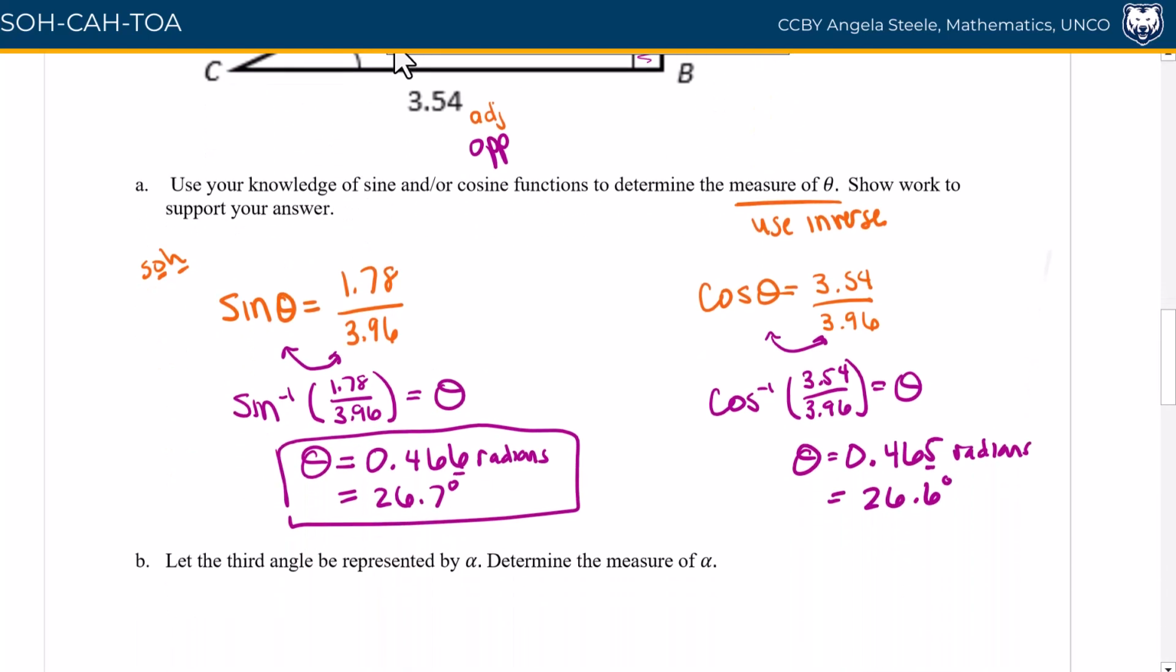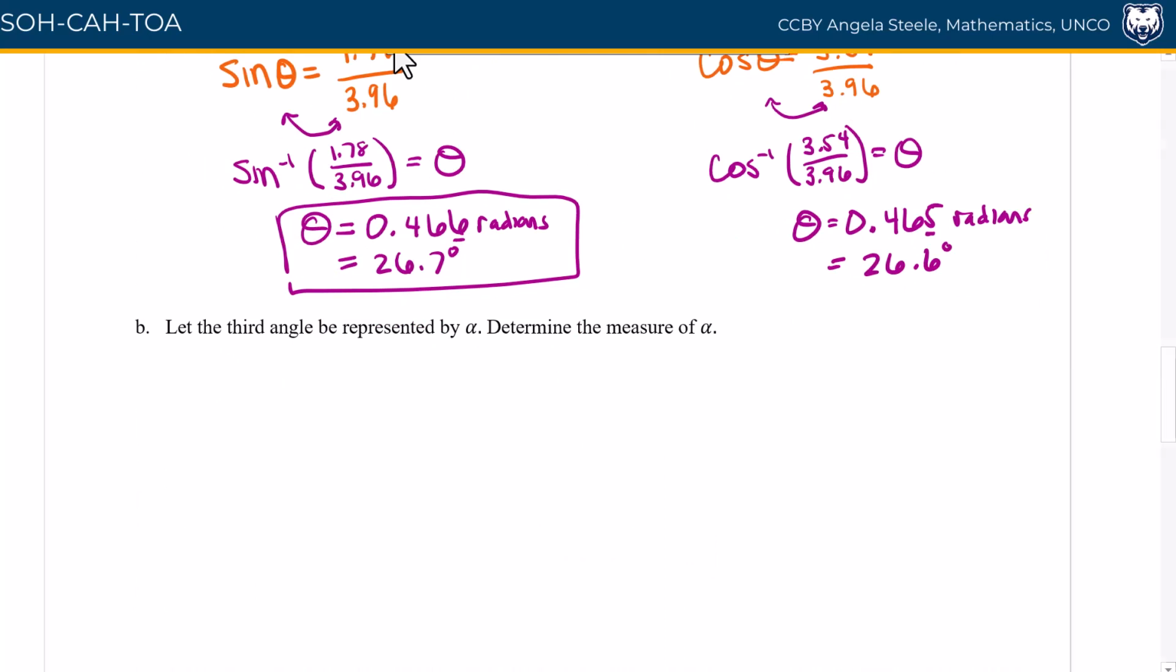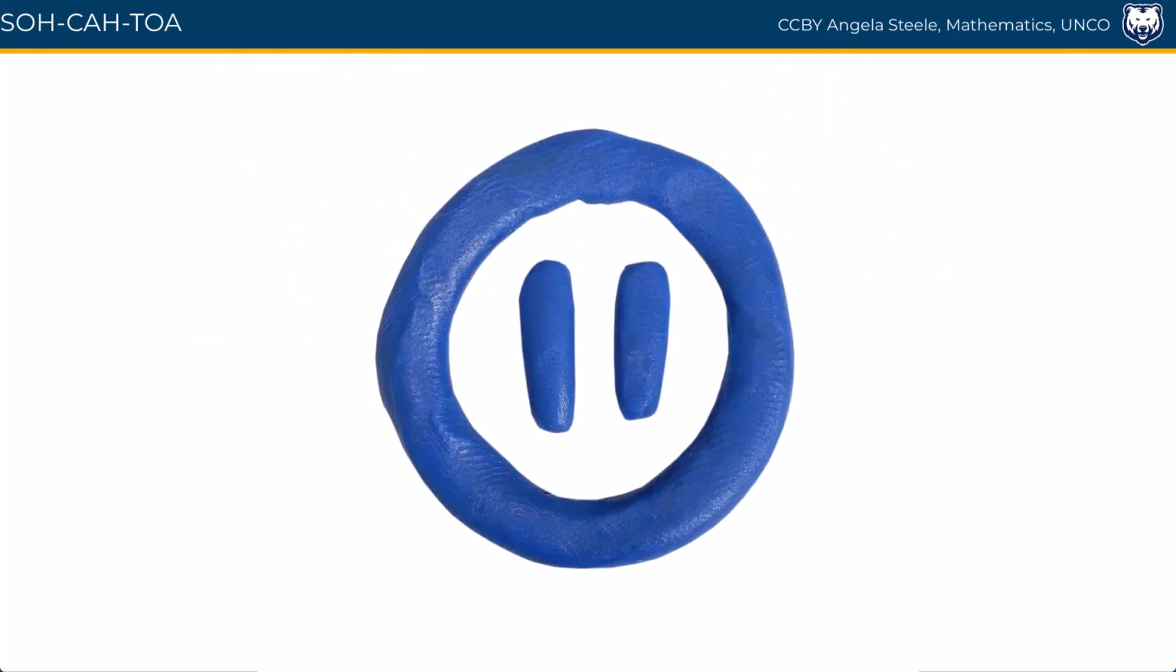All right, so we can use either sine, cosine, tangent, or the angle sum to find this answer. So what I want you to do is go ahead and pause the video and use whichever method you want, and then I will show the solutions in just a second.